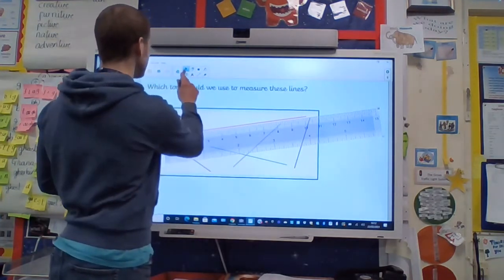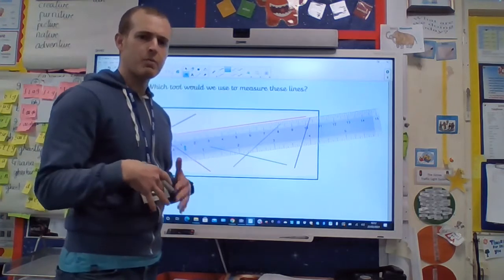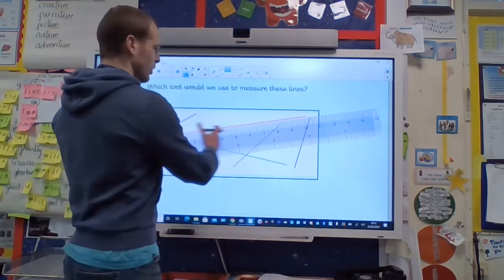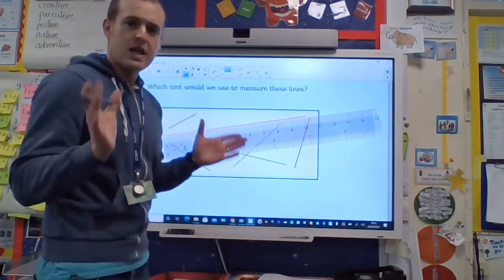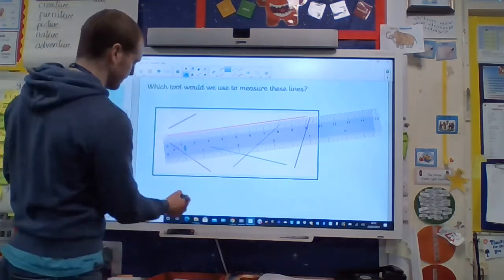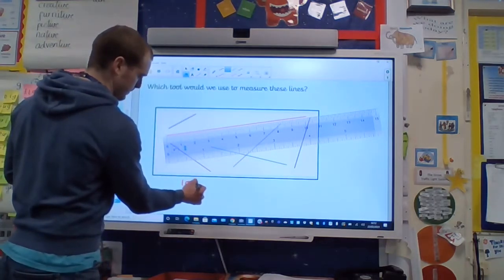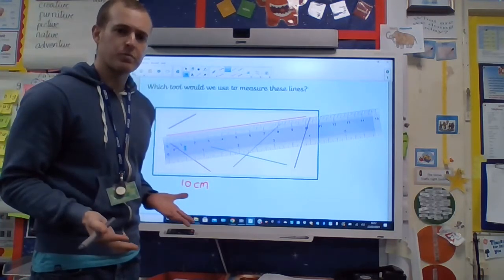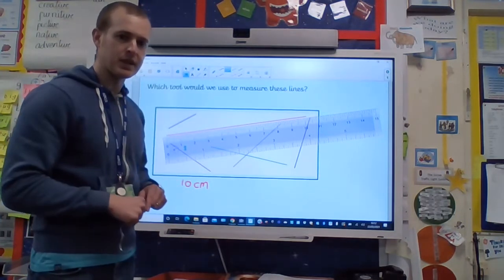Now then, we're going to start getting a little bit more accurate with our measuring. Okay, so if I want to, I can say to the nearest centimetre, it is 10 centimetres. And I would write my answer like that if that's the line I was measuring. I'd say it's 10 centimetres.